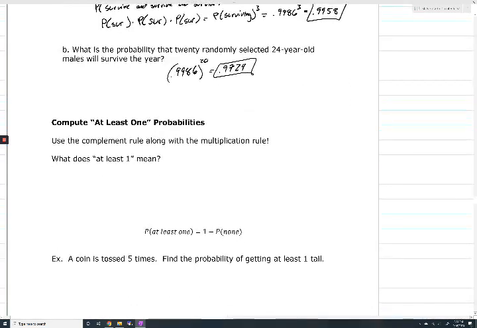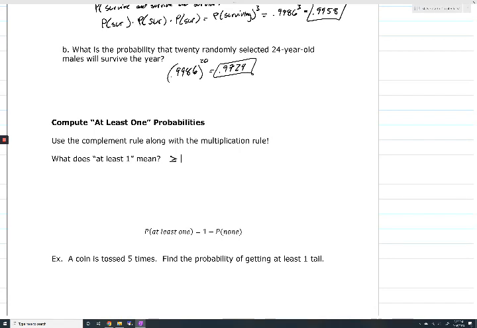All right. Next, we're going to talk about at least one probabilities. And this is going to be the last thing we cover in 5.3. At least one means one and all of the other numbers. So at least one means greater than or equal to 1. So when we're talking about things that could happen, we can't have negative things happen. So at least one covers all of the possibilities except one possibility.